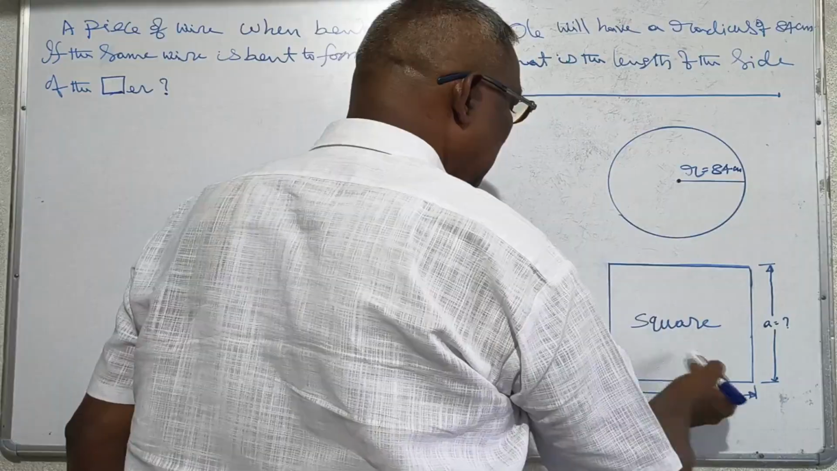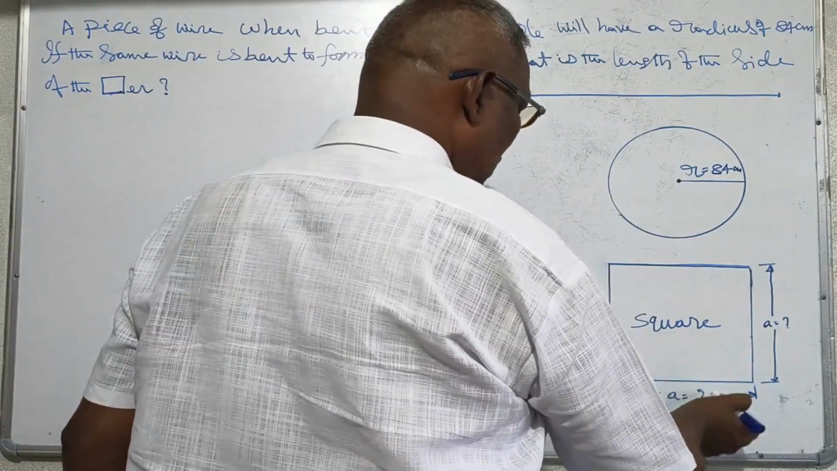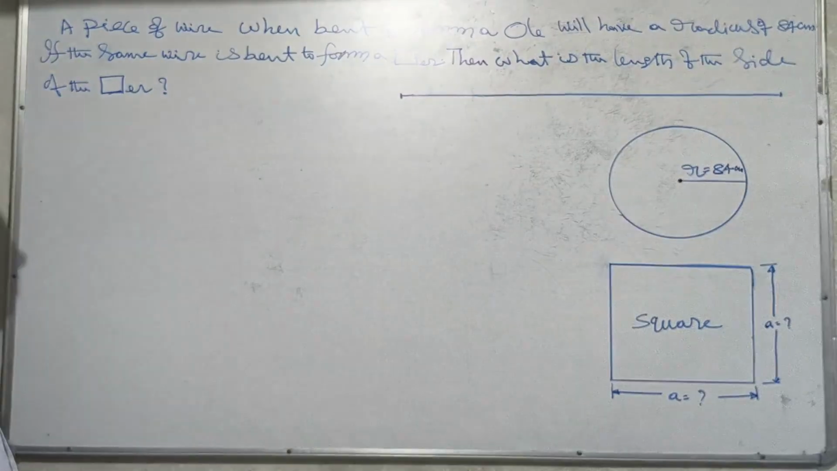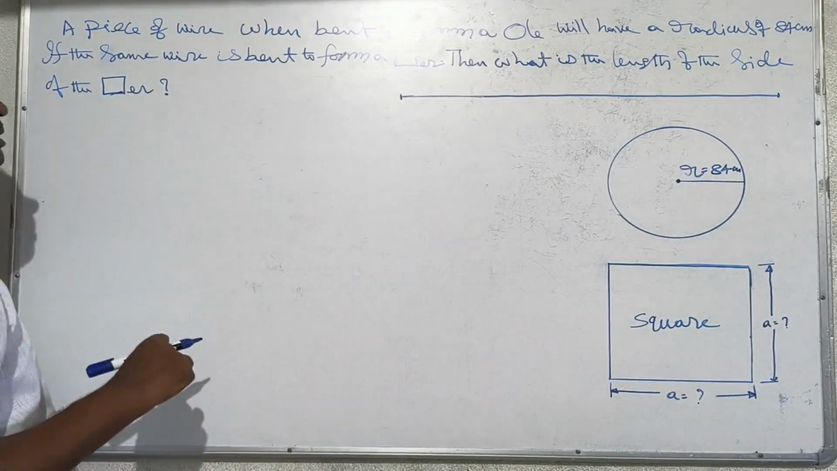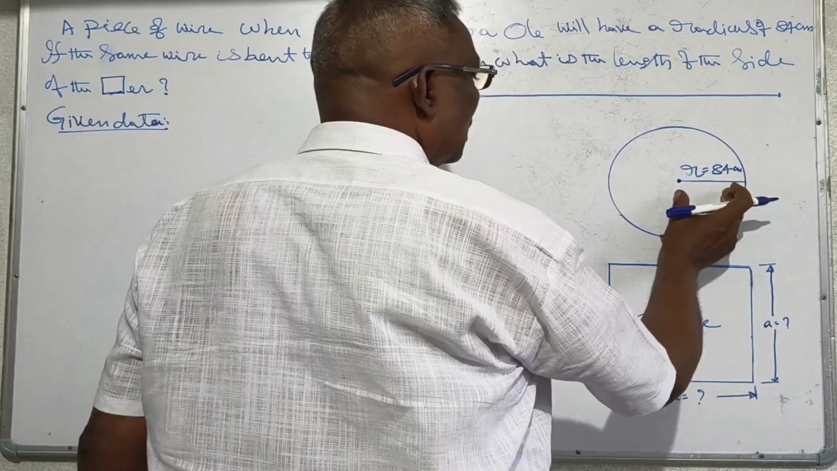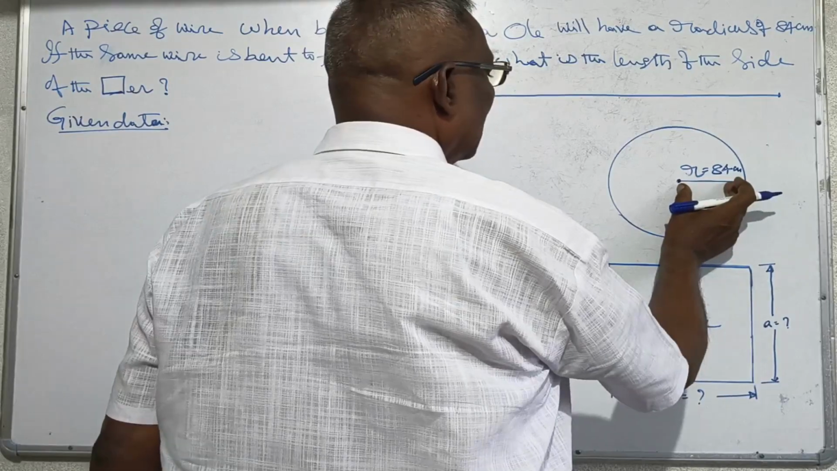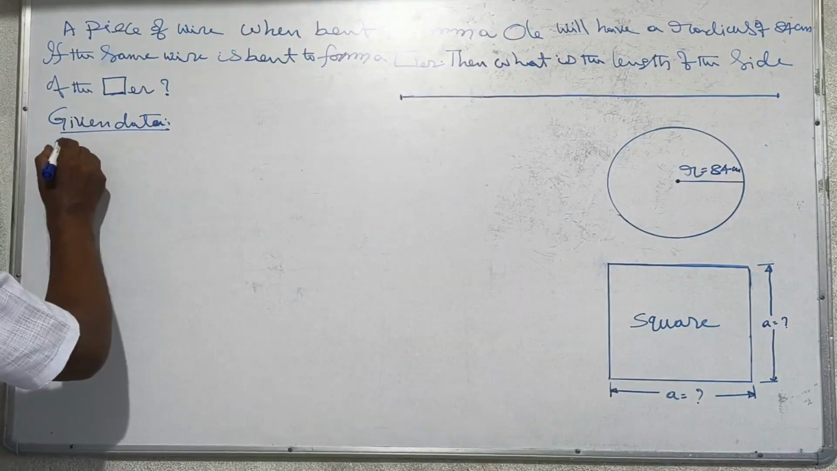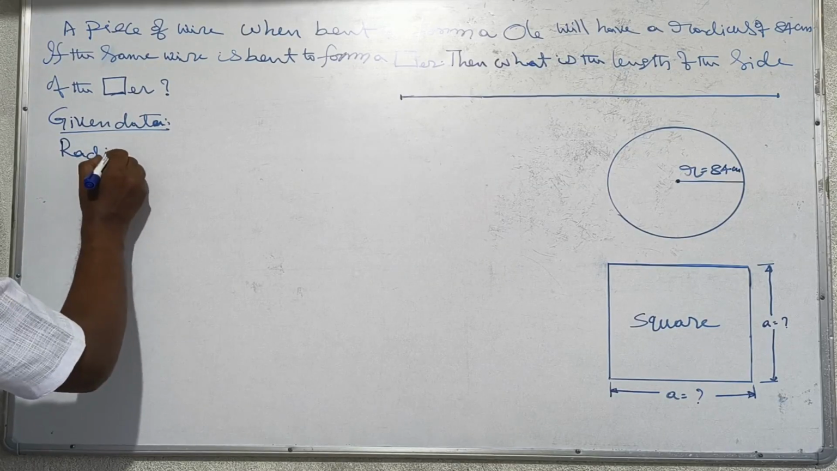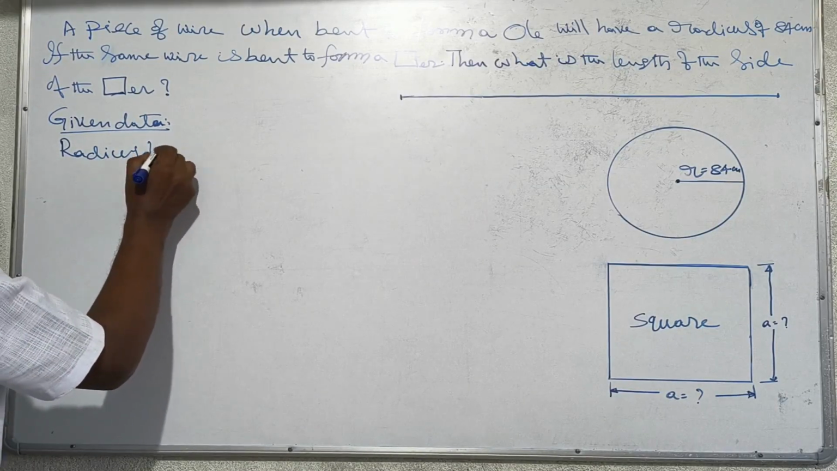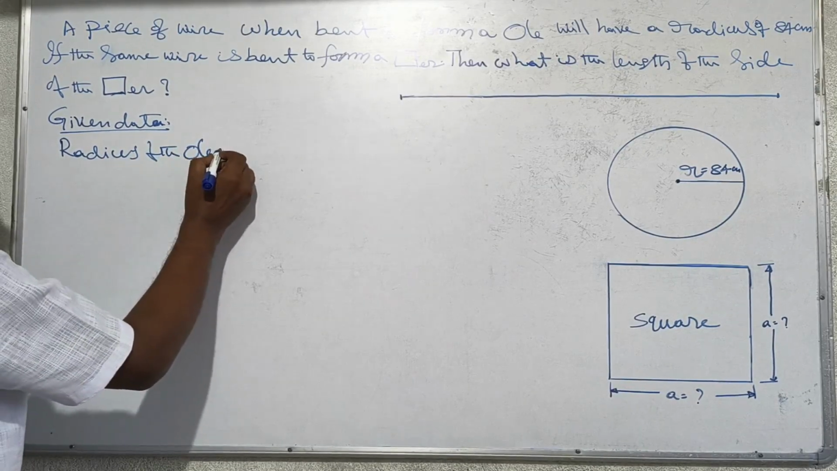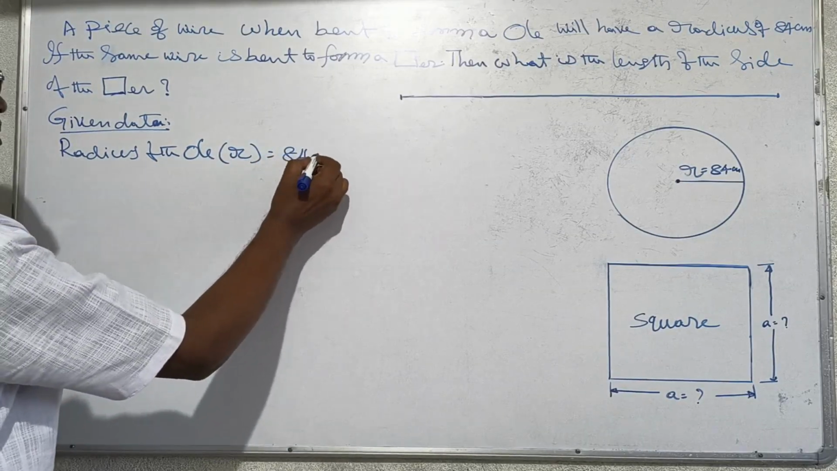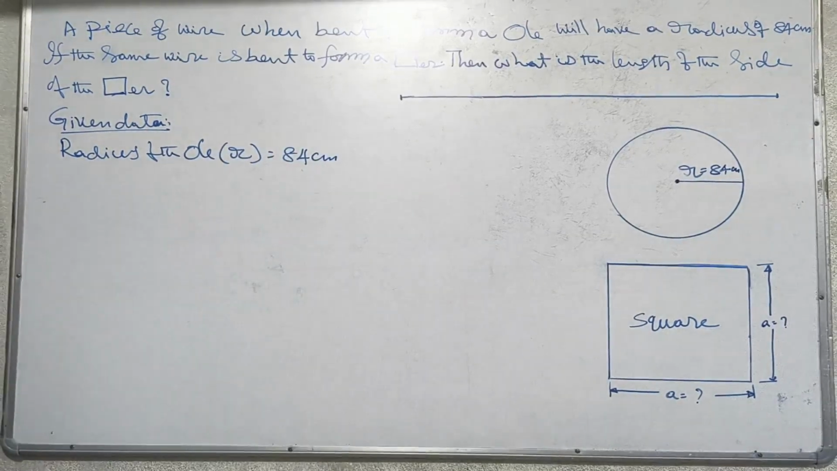Square means all sides are equal. So, the length of the side we have to find out now. Next, given data. What is the given data? The radius of the circle is given, that is 84 centimeter. Radius of the circle is equal to 84 centimeter.